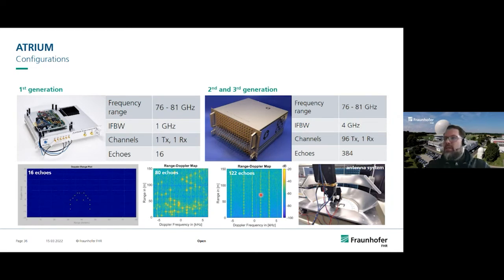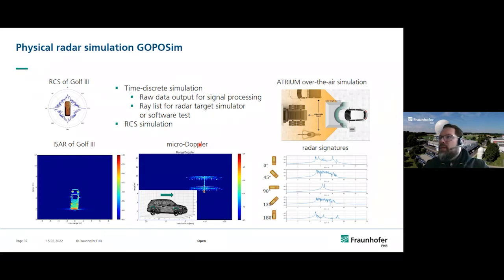That is my presentation. So what I introduced to you is the physical radar simulator Goprosim, which allows for a time discrete simulation and can either output raw data for testing signal processing approaches of automotive radar systems, or can output Arraylists for our radar target simulator Atrium to do a hardware over-the-air simulation. And here you see the whole spectrum of the software, reaching from ISAR imaging over MicroDoppler generation, complex radar signatures, up to over-the-air simulation with Atrium. Thank you very much for your attention, and I would be happy to receive your questions.